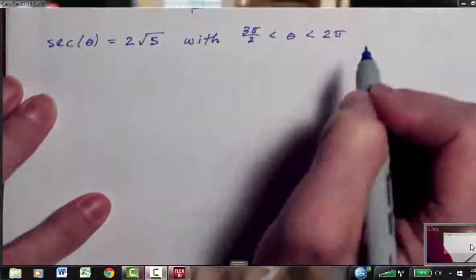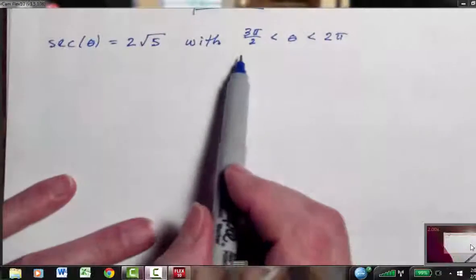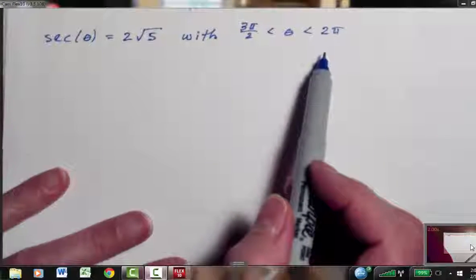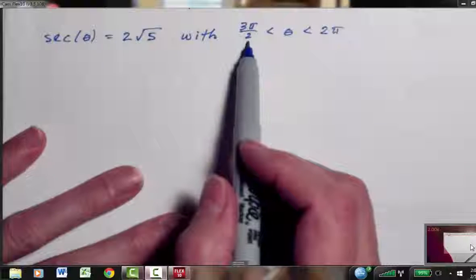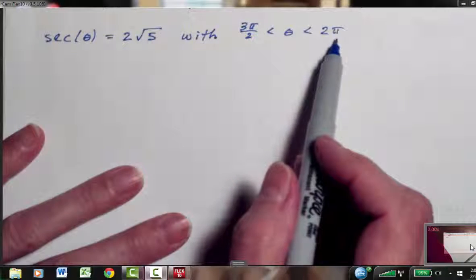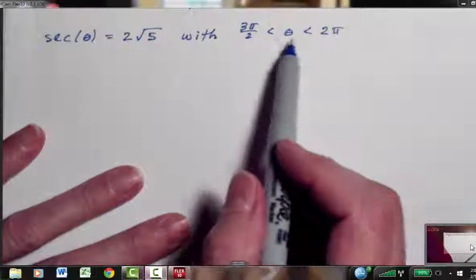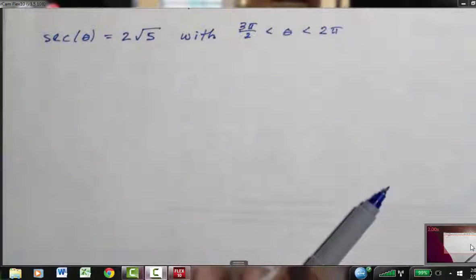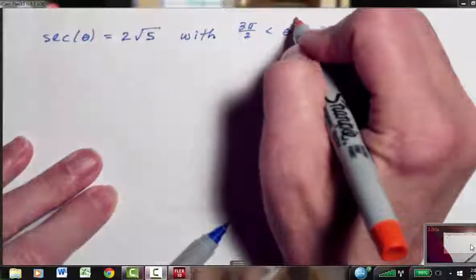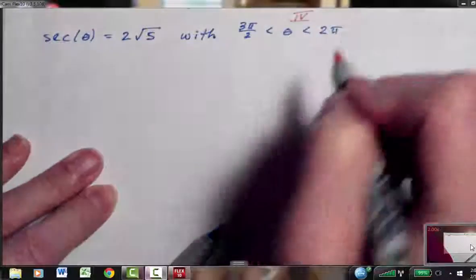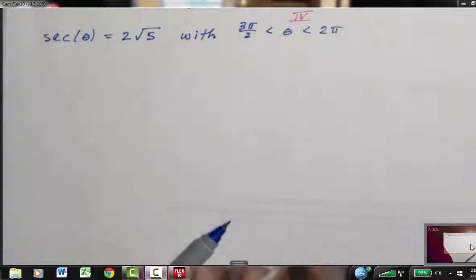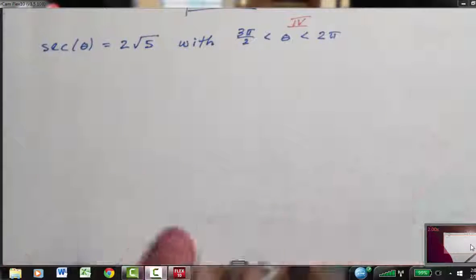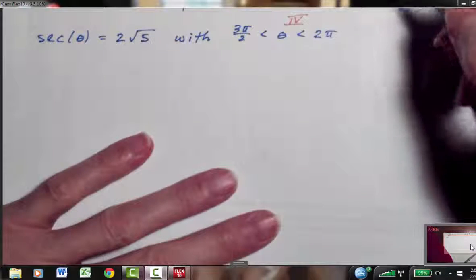So the first thing I do is I look at my range for my theta, and I try to figure out, okay, 3 pi over 2 and 2 pi. Well, 2 pi is at the end of the circle, so from 3 pi over 2, we're talking in the 4th quadrant. So I always make myself a little note whenever I'm doing this. And I say, okay, we're in the 4th quadrant. I want to make sure that I remember that when I go to draw my circle and my triangle.